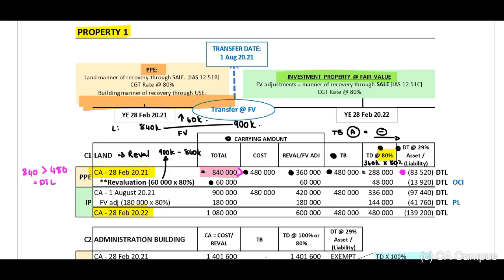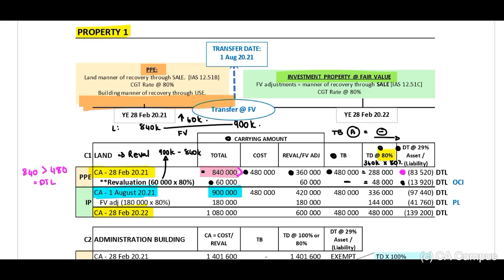For tax purposes, we do not have any adjustment because this is a tax rule. And then our temporary difference, again, will be based on 80% CGT. Then the 48,000 times 29% will be 13,920. Therefore, our carrying amount on date of transfer, which is 1 August 2021, will be the 900,000.